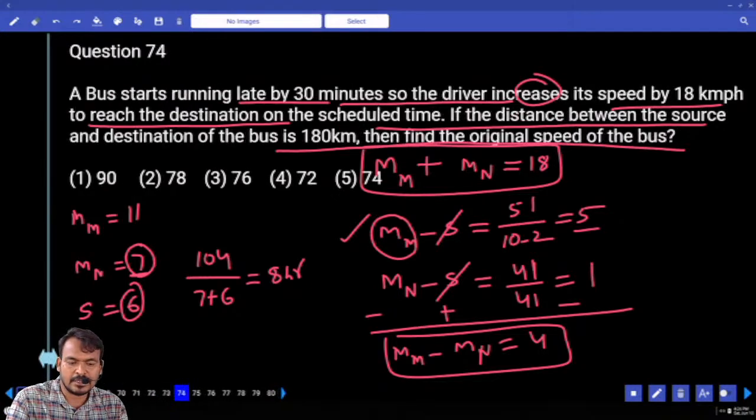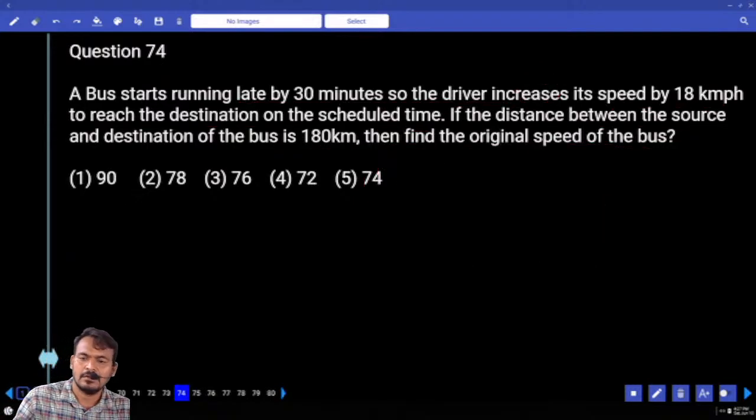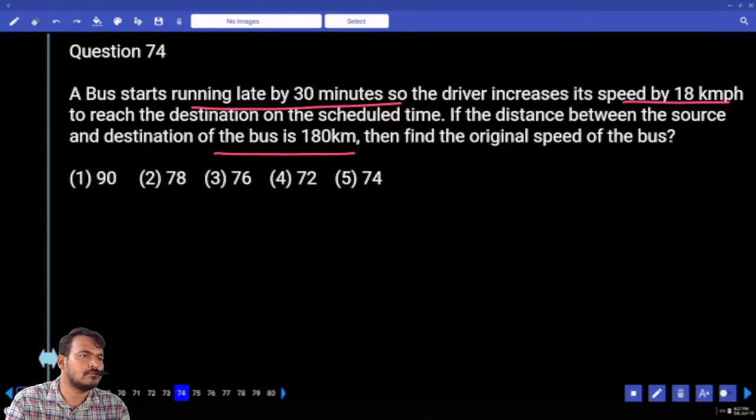Next, question number 74. A bus starts running late by 30 minutes, so the driver increases its speed by 18 km per hour to reach the destination on the scheduled time. If the distance between the source and the destination of the bus is 180, find the original speed of the bus. Here, time difference is how many minutes? 30 minutes. What is the speed difference? 18. What is the distance value? 180. Compared to schedule time, how many minutes are later? 30 minutes later.